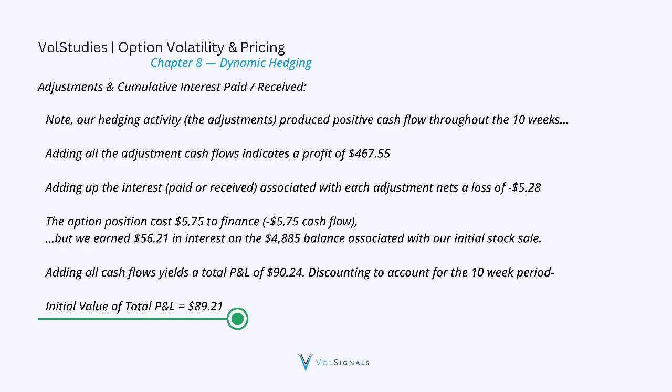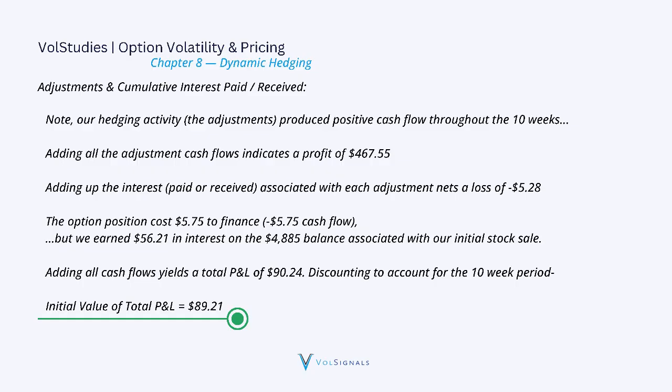The option position itself cost an implied $5.75 to finance, but we earned $56.21 in interest on that cash balance associated with the initial stock sale. Adding up all of these cash flows, we have a total P&L of $90.24 after the 10-week period.